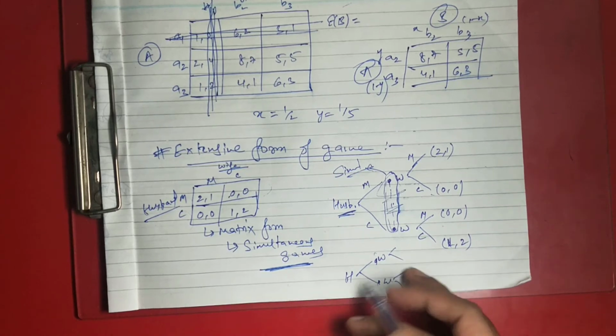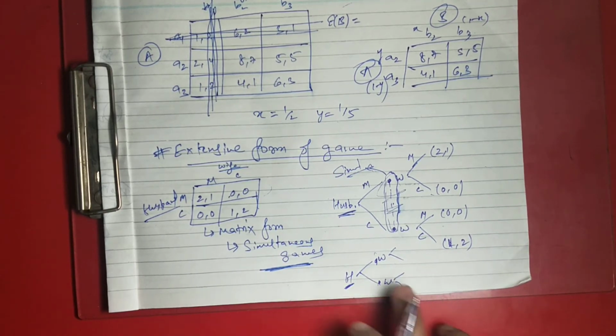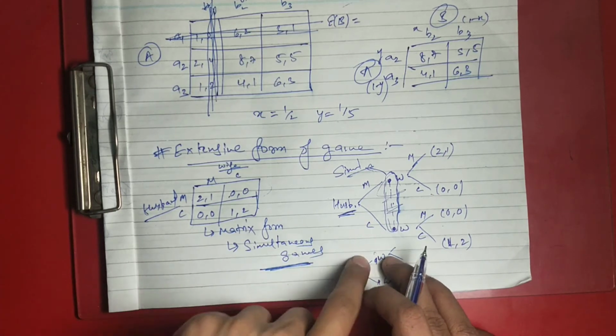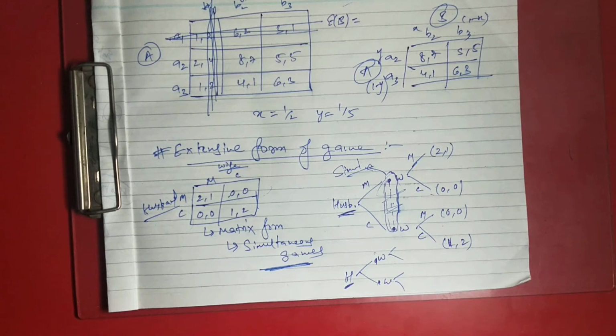And what does it mean? That husband is playing first. Got it? And wife now knows what husband has played, so she will choose accordingly. So this was the only difference. So now we will discuss the matrix form of sequential game.